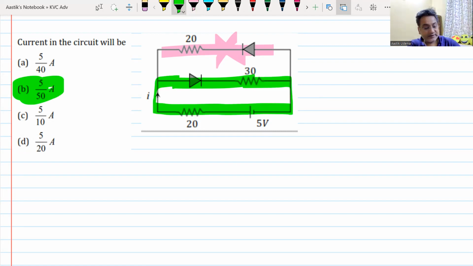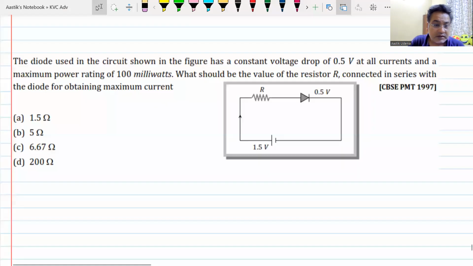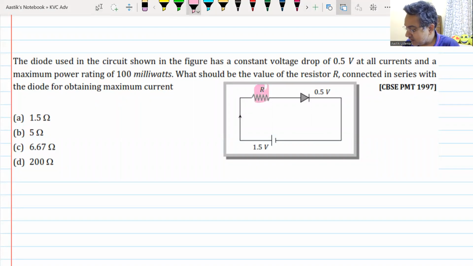The next question would be like this. A diode used in the circuit shown in the figure has a constant voltage drop of 0.5 volt at all currents and a maximum power rating of 100 milliwatts. What should be the value of resistance R connected in series for the diode to obtain maximum current? Let's see if you can give me the answer for this one. We have to find out the value of this resistance R.